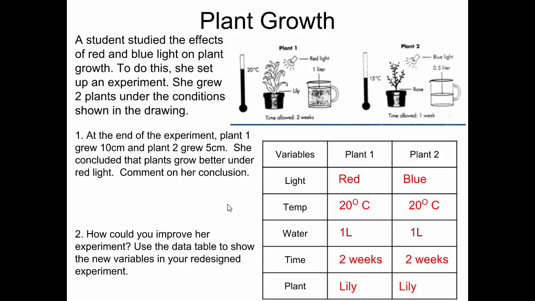How about this now? Is this better? Yeah. Yes. If she keeps everything the same, but only makes it so that one is under red light and one is under blue light, what if she got the same result? And this plant is 10 centimeters, this plant is 5 centimeters. Then is her conclusion correct?